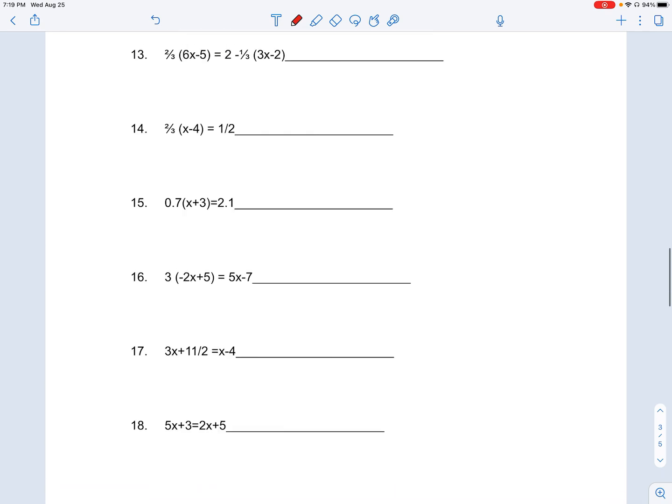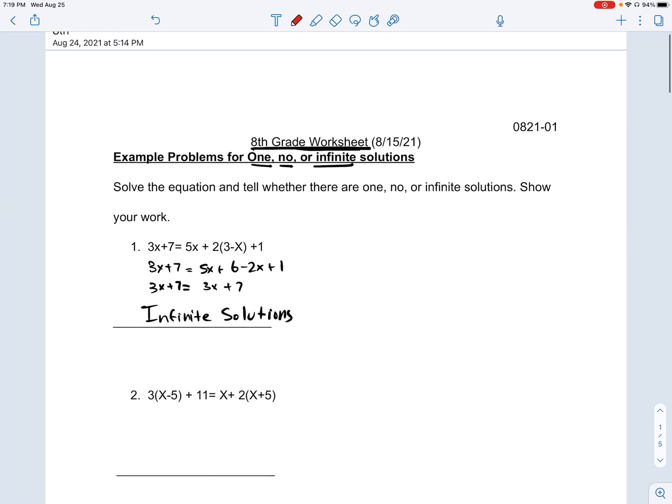That's it for the first lesson for the 8th grade worksheet.